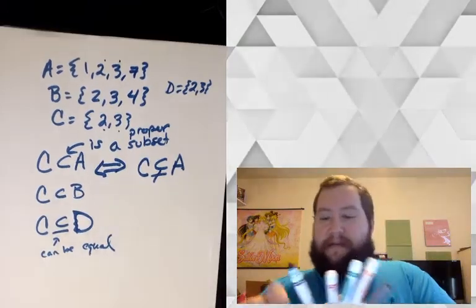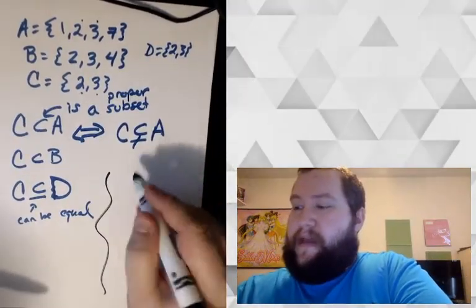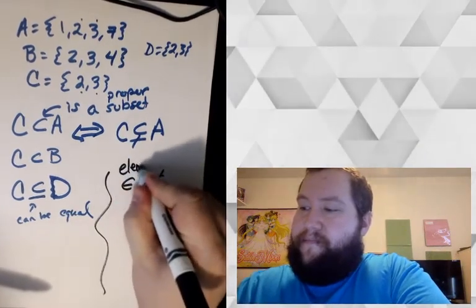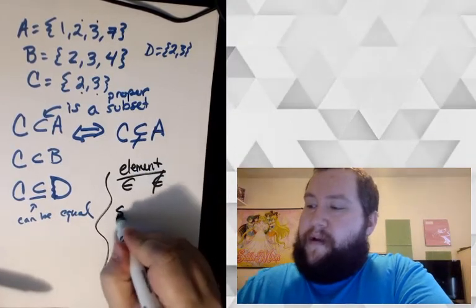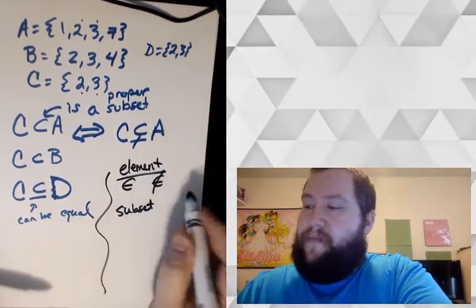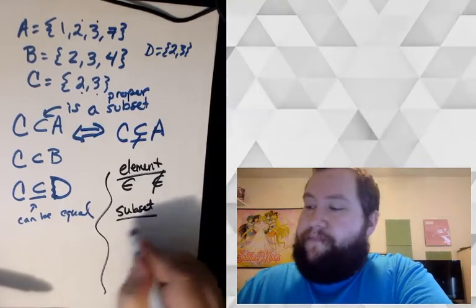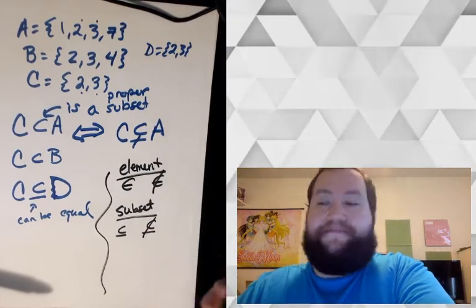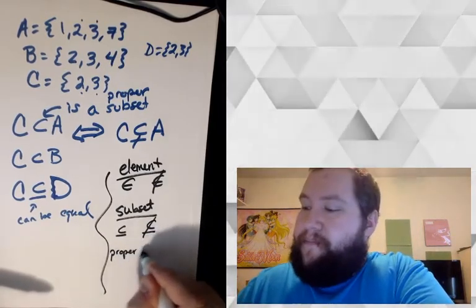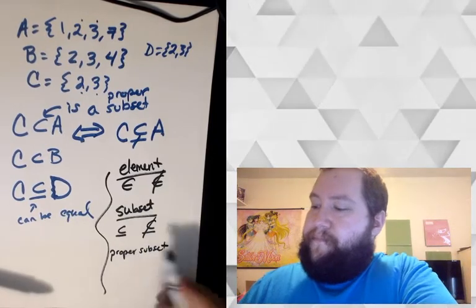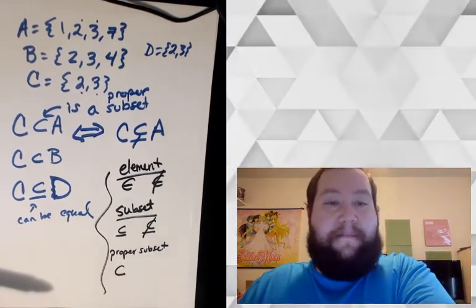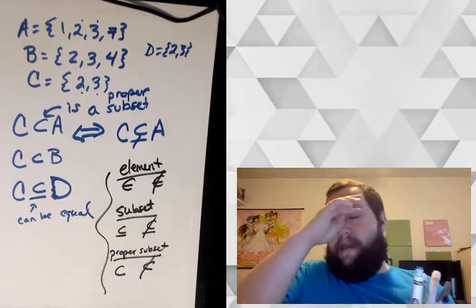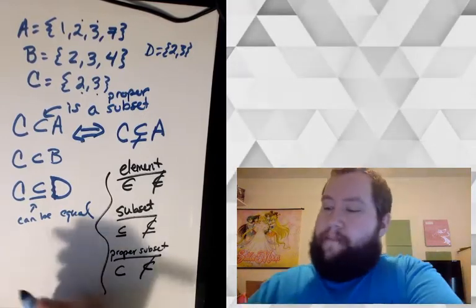So just kind of a summary of our notation. We have our element and not element. We have our subset, which is subset or equal to, which looks like this. And then you could also say it's not a subset. We have proper subset, which looks like this, or is not a proper subset, which looks like that. And then we have just a few more.